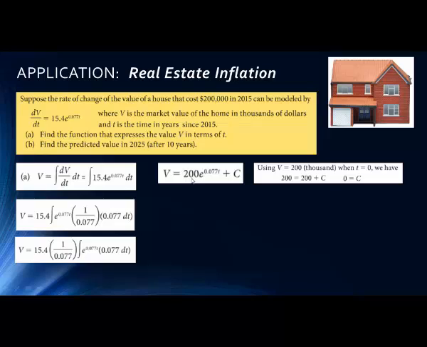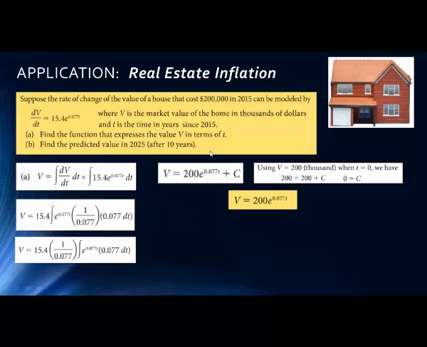So I plug this in. 200 equals 200 e to the 0.077 times 0. Well, remember, that makes that e to the 0. Anything to the 0 power is 1. So I get 200, that's the value of the house, 200,000, equals 200 plus C. So in this example, C equals 0. So our answer to A actually is just 200 e to the 0.077t.